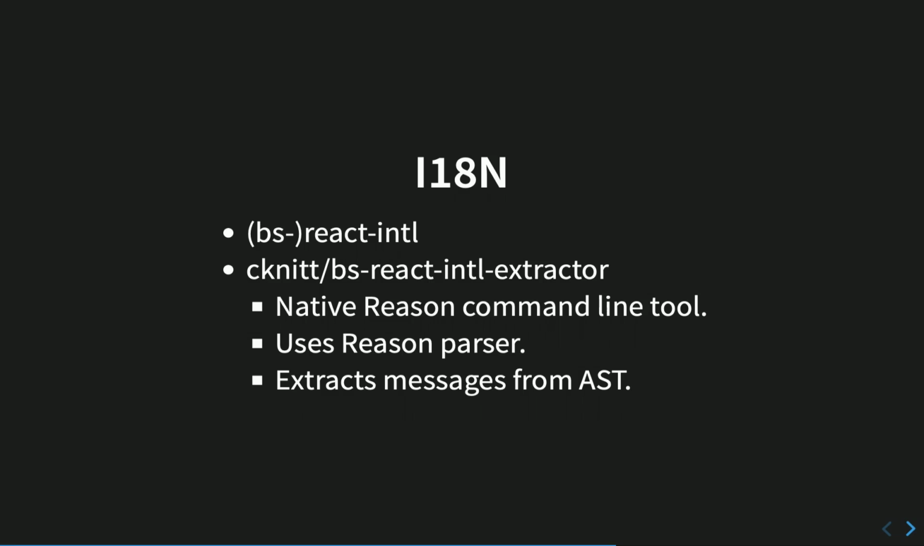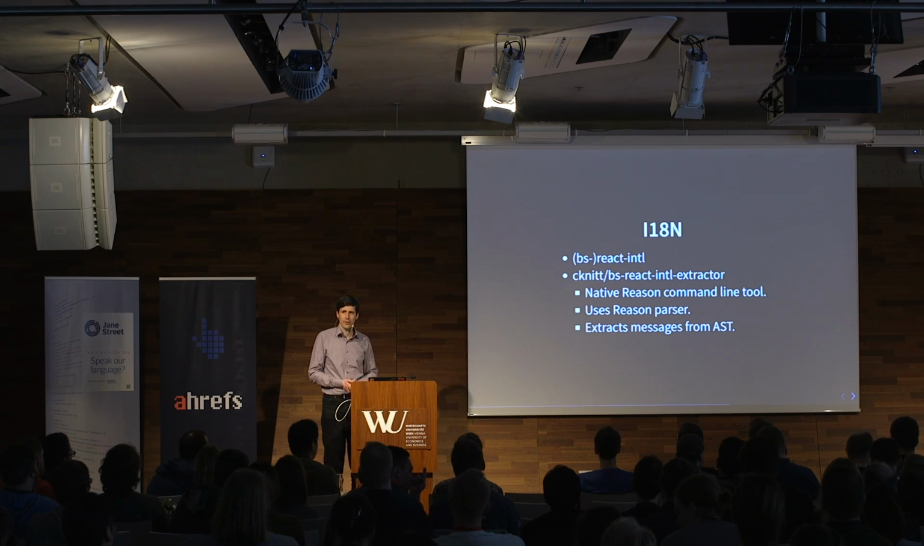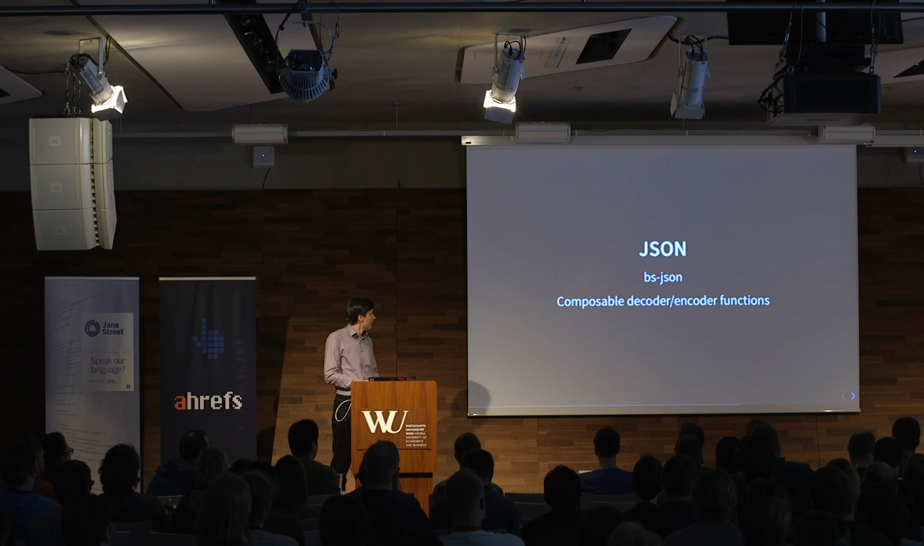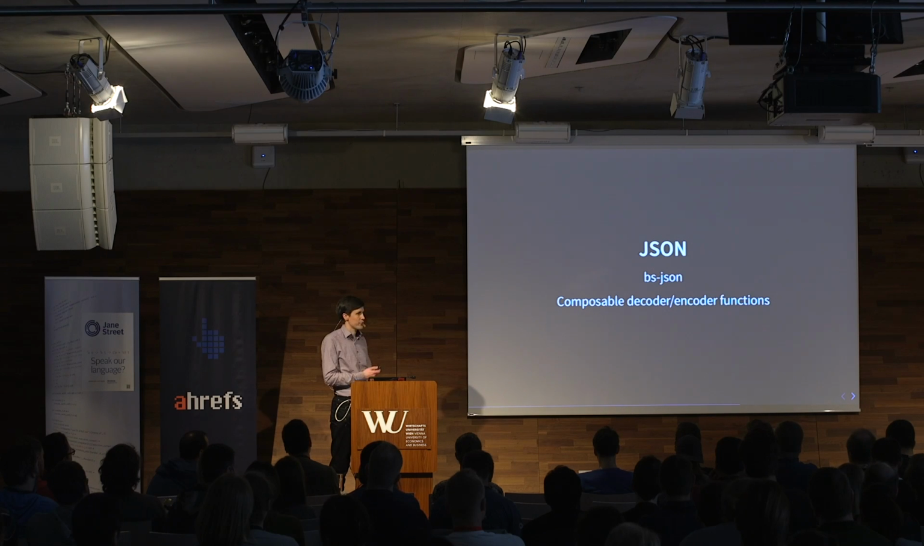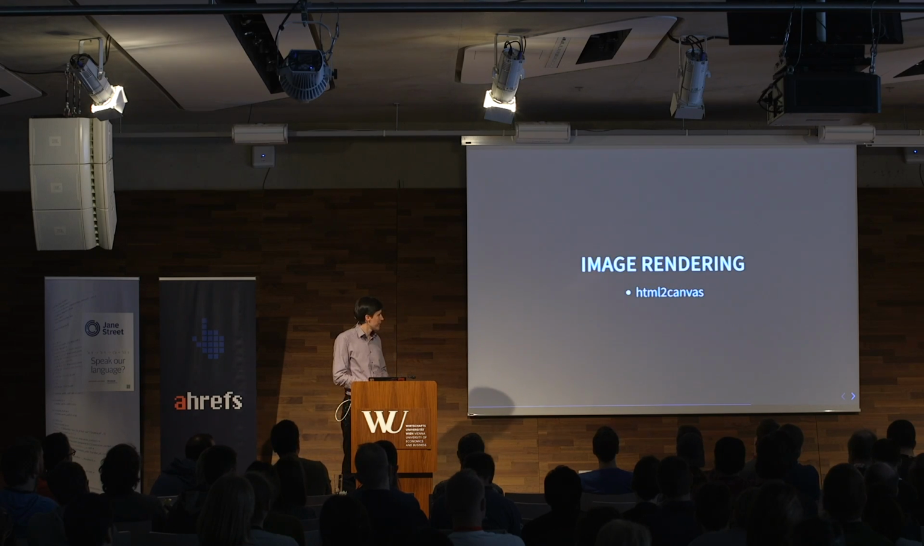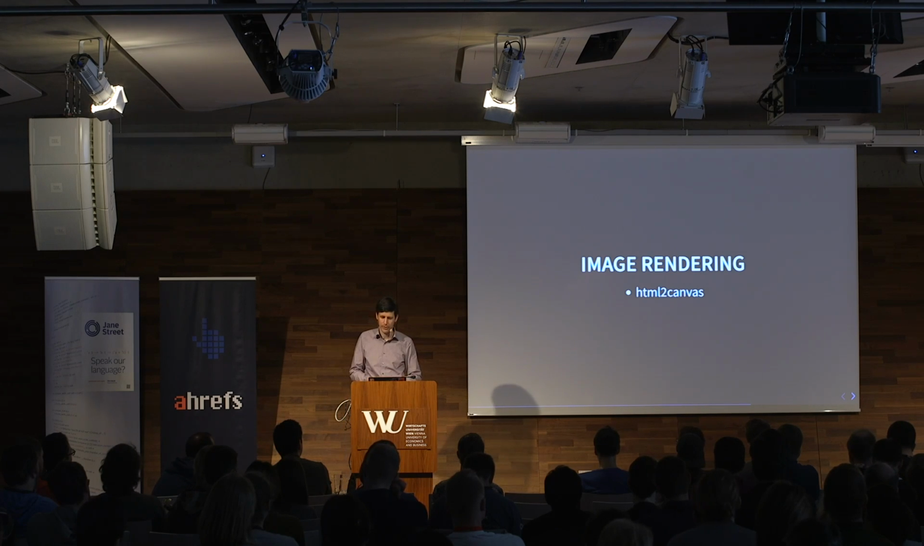You have seen the application is internationalized in German, French, and English. For that, we use React Intl and the BuckleScript bindings for that, to which I also contributed. And I have created a message extraction utility that extracts the messages for localization from your Reason source code. We store the data in JSON format. We use BS JSON for that, and we write the decoder and encoder functions by hand. The image rendering is performed by html2canvas, and again, we created bindings for the few functions that we require.